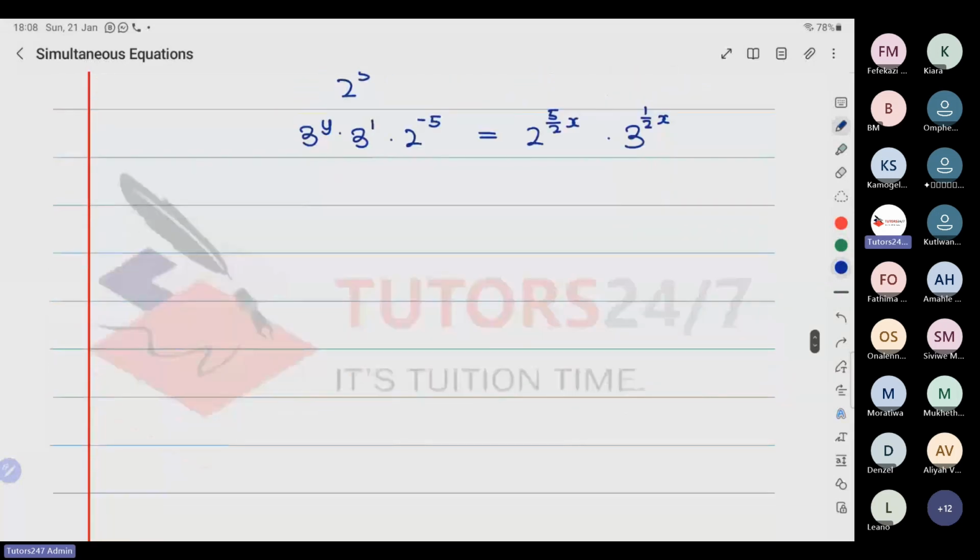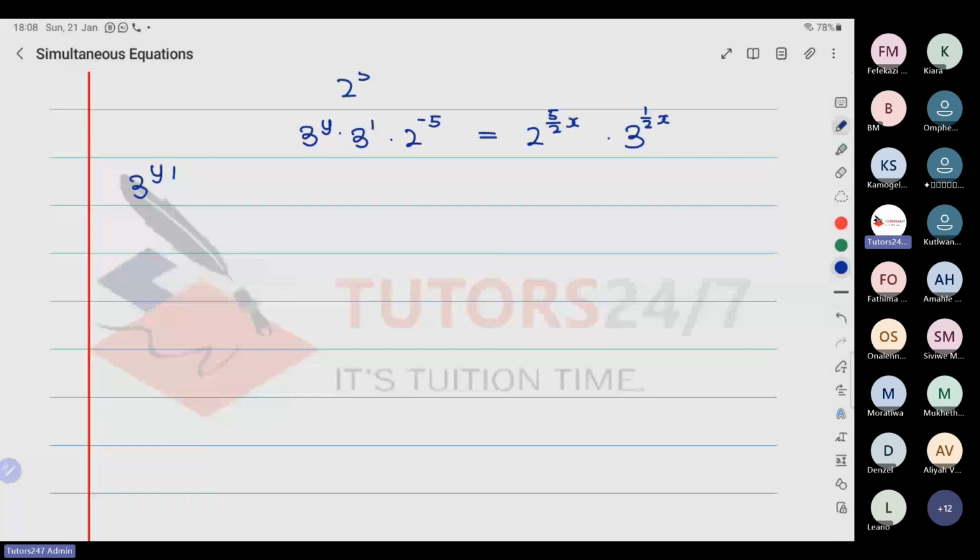So all the ones that are 3, let's move them to the left. So we have 3 to the power y plus 1. I'm going to move it back to y plus 1, and that is equal to 3 to the power a half x. If you want to, you can also leave it as 3 to the power y times 3 to the power 1.